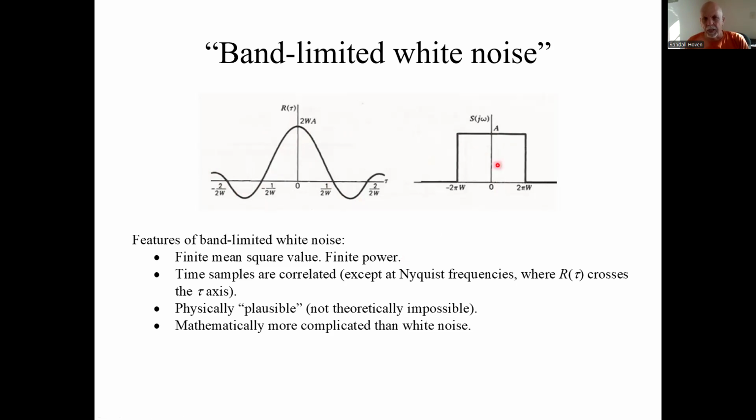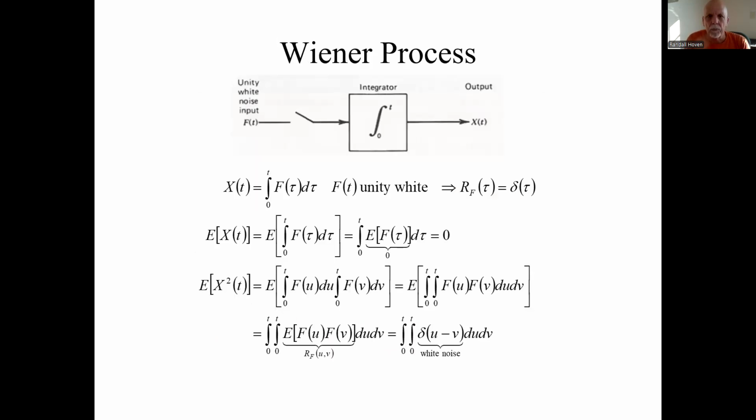This one does have finite power. There's only so much area under this curve. The time samples are correlated except at certain frequencies. At least theoretically it's possible, plausible, meaning it's not impossible. But mathematically, it would be more complicated to deal with than pure white noise. So that's going to be the definition of white noise.